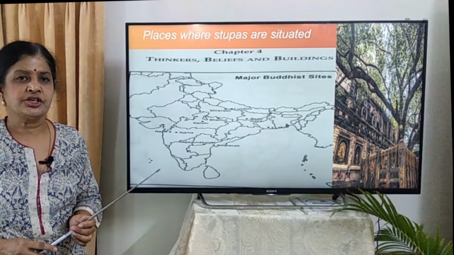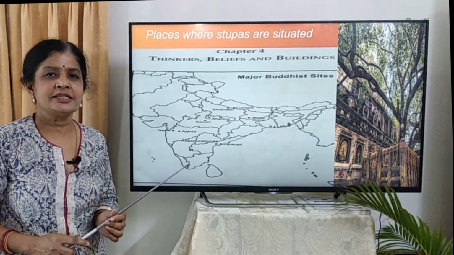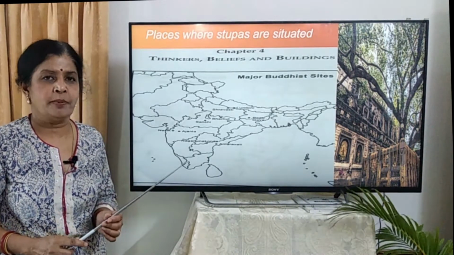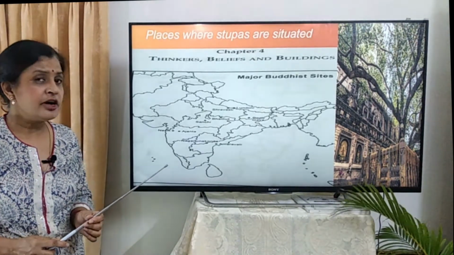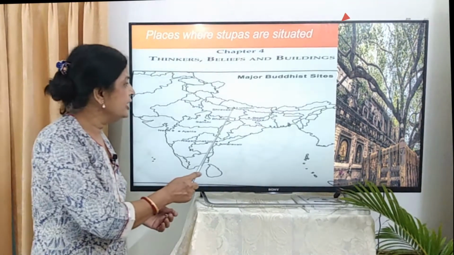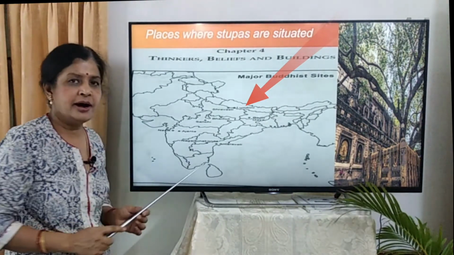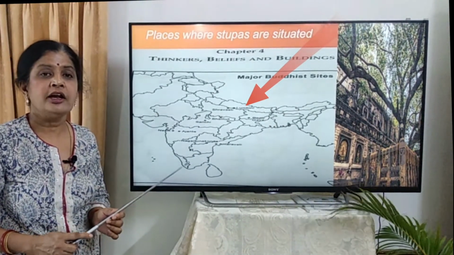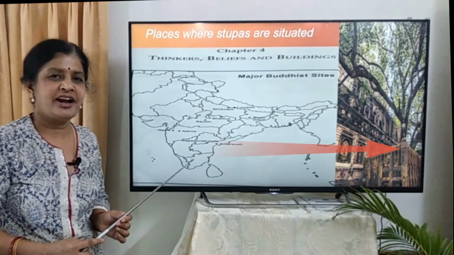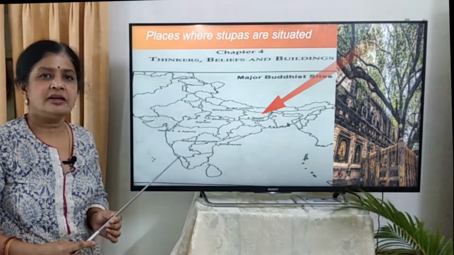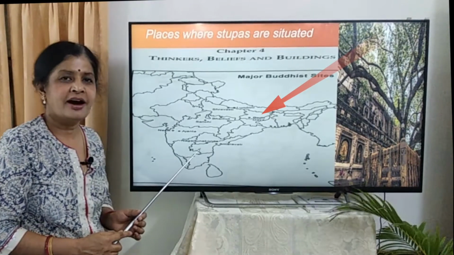In your examination, questions will be asked about locations where the stupas are, or the world famous stupas. Definitely it is related to the life of Buddha. So the first great stupa is Lumbini, where Buddha was born. It is at the border of India and Nepal. The second is where Buddha got enlightenment under the tree known as the Shala tree. He got enlightenment at Bodh Gaya, that is in Bihar.